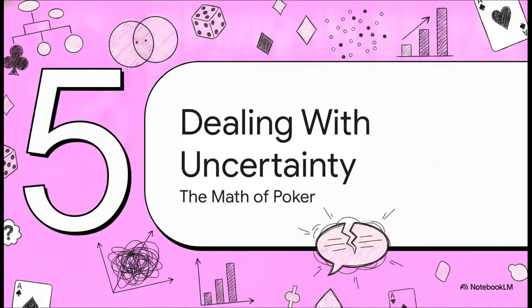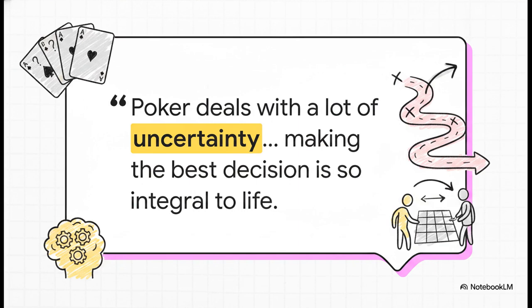Section 5. Dealing with uncertainty. Because successfully navigating life's miscommunications requires a really solid grasp on probability. As game theorists often point out, in any given poker situation, you're dealing with a whole lot of uncertainty. It's all about how to make the best decision in any given moment, and that is just so integral to life. In fact, John von Neumann based a massive amount of his game theory on a stripped-down version of poker, because he understood that life is rarely a game of perfect information.